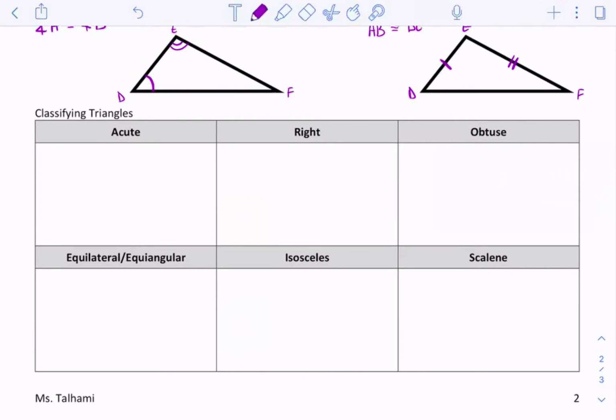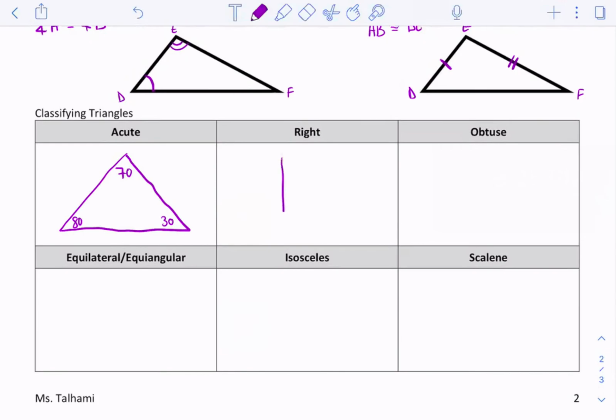If I have an acute triangle, that means I'll have a triangle in which all my angles are less than 90. So this would be 80. This could be 70. Some of you already know what the third one should be, but I'm going to tell you that this last one is 30. Notice how all three angles are less than 90.